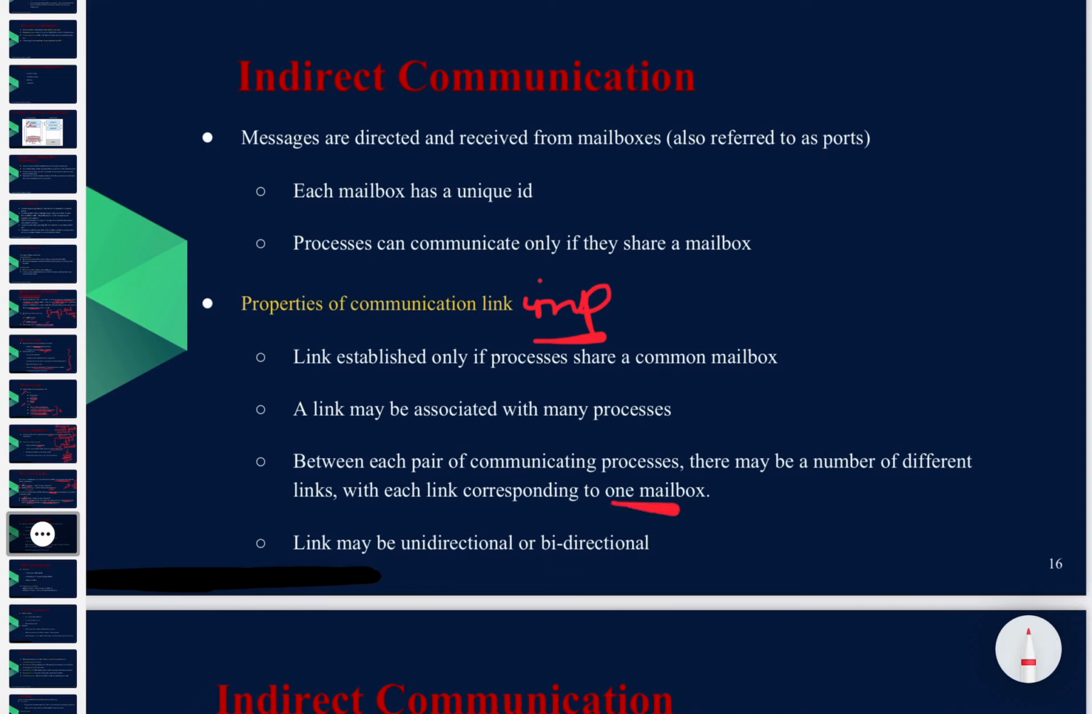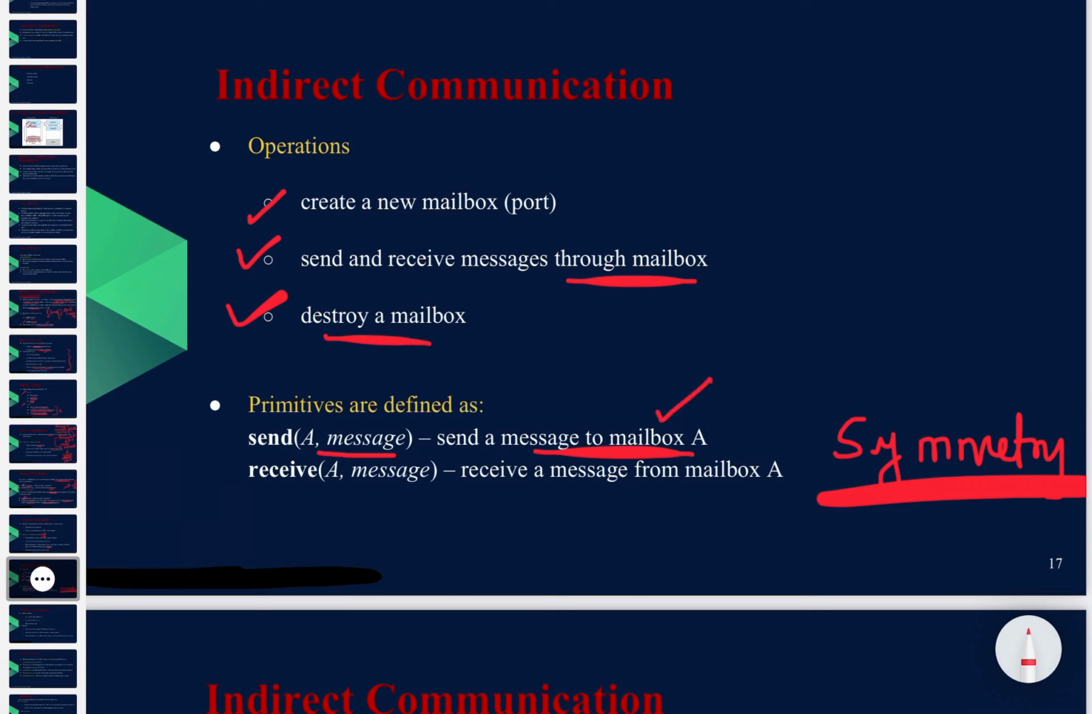So you have send(A, message), send a message to mailbox A, and receive(A, message), receive a message from mailbox A. In case of asymmetric, the recipient does not have to mention the sender. But indirect communication is a symmetric communication where both of them have to mention the sender and the receiver.